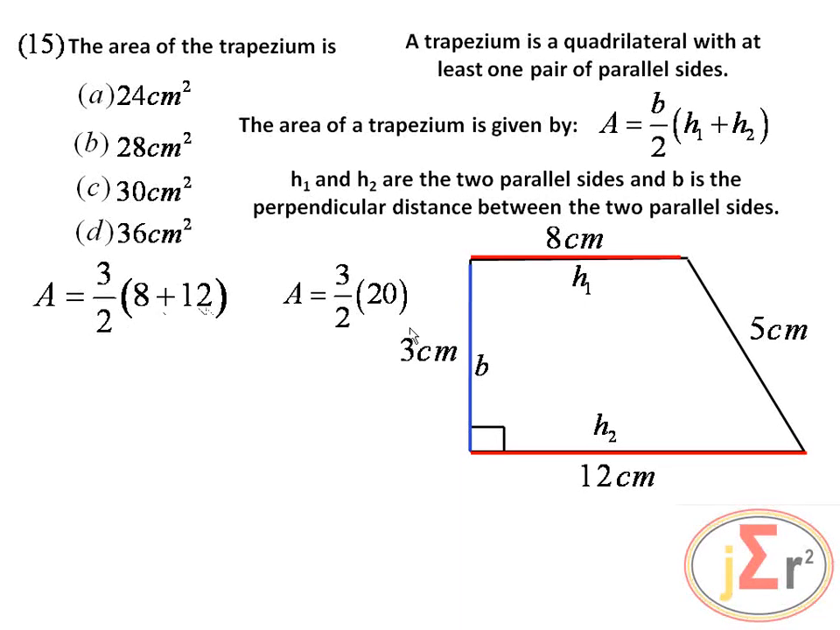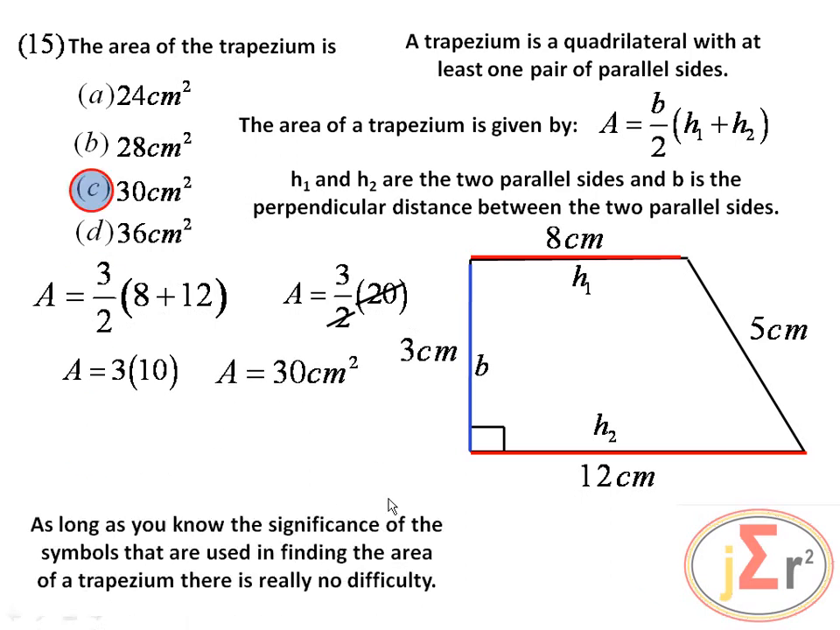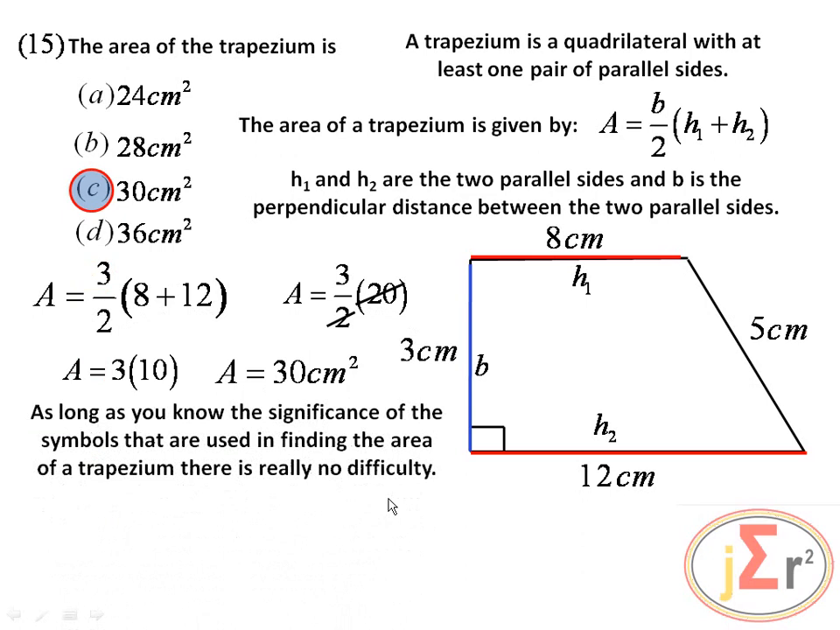8 plus 12, 20. And then what do we know? Common factor to reduce by, 2 here. 2 into 2 is 1 and 2 into 20 is 10. 3 times 10 is equal to 30. Option C. As long as you know the significance of the symbols that are used in finding the area of a trapezium, there is really no difficulty.